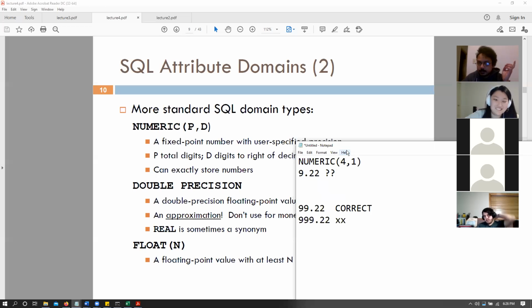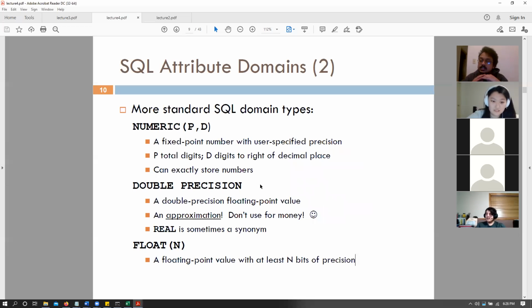No. No, right? Because after the decimal, we have two values and this won't make sense, right? Okay. Double precision is just your traditional floating point double values. Double precision just allows you 53 bits of precision. Floating point just allows you 24 bits of precision. So that works the same as your C++ float and double values.